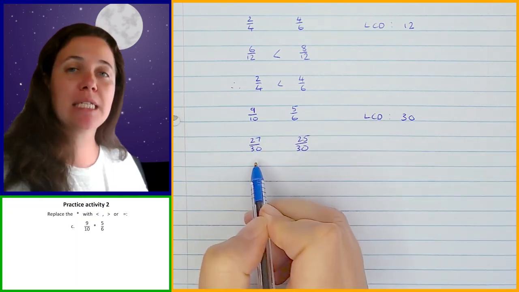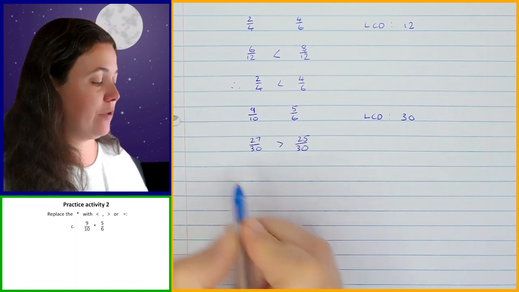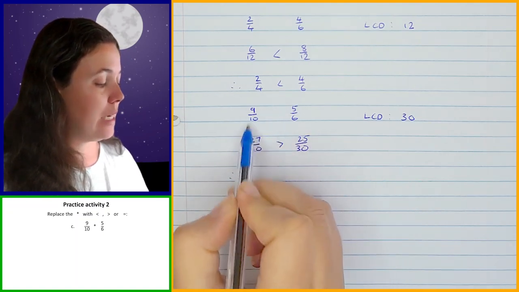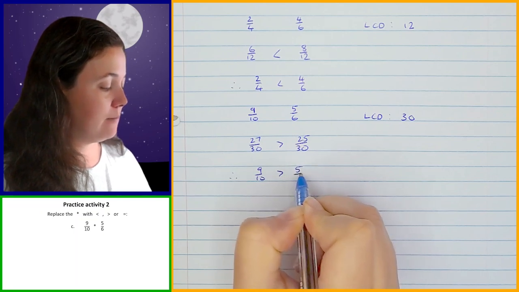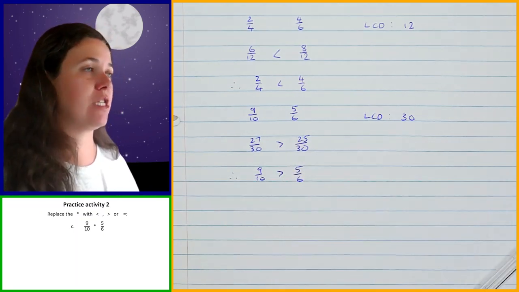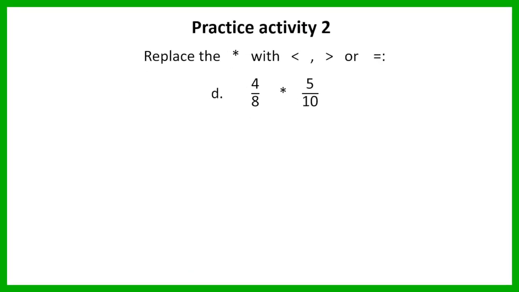So now I've got 27 over 30 and 25 over 30. 27 is greater than 25, so now I can say therefore 9 tenths must be greater than 5 sixths. That's what you should have got for question C. Now you're going to do question D. Right, in question D, you're comparing the fractions 4 eighths and 5 tenths. And once again, I'm going to give you a minute to work this out.